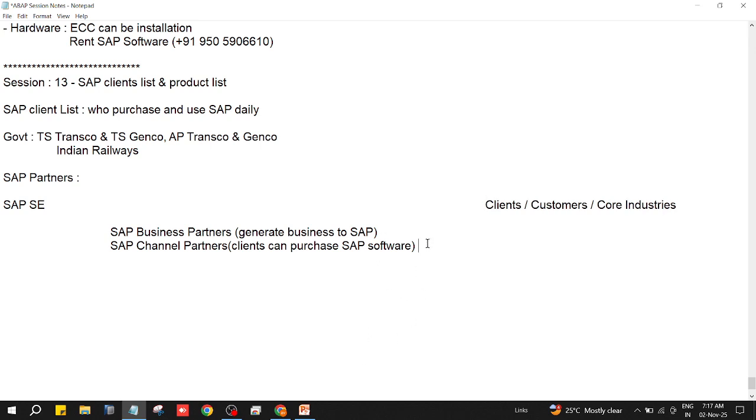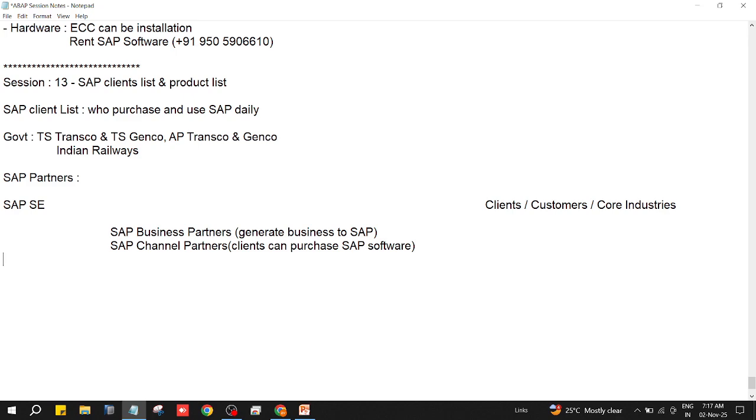Suppose a client from so-and-so country is new to SAP and doesn't know anything. What they do is approach these channel partners: we are interested in SAP. These channel partners will in turn connect to SAP to purchase the SAP software. Yes, so through these channel partners, SAP can be purchased. How many licenses are required and all, at the further level.